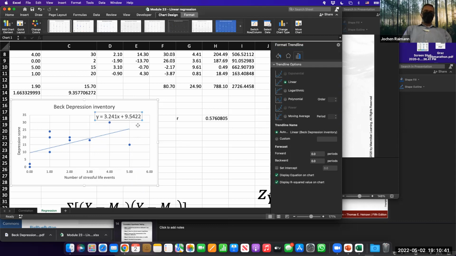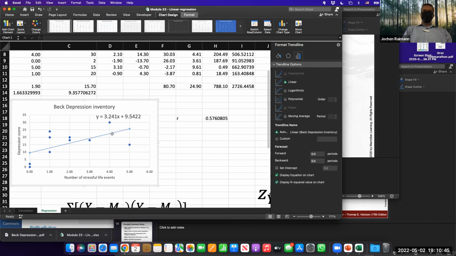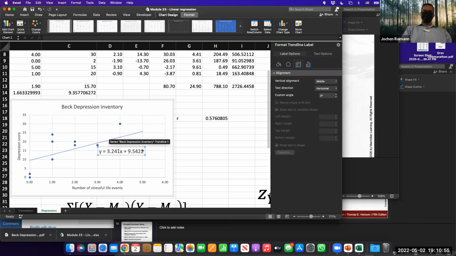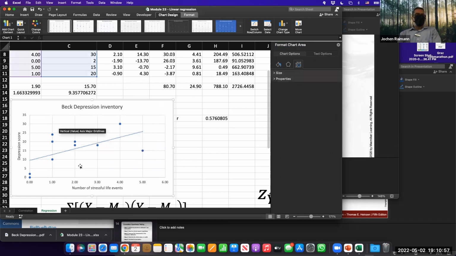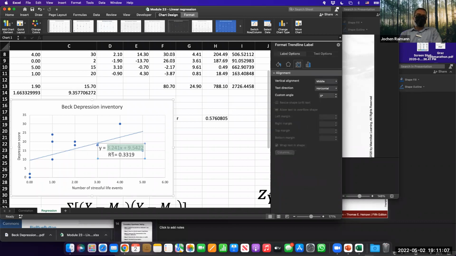And Excel also allows you to quantify the very same, not in this case. Doesn't do it. Oh, yeah. So we have an r square of 0.33.